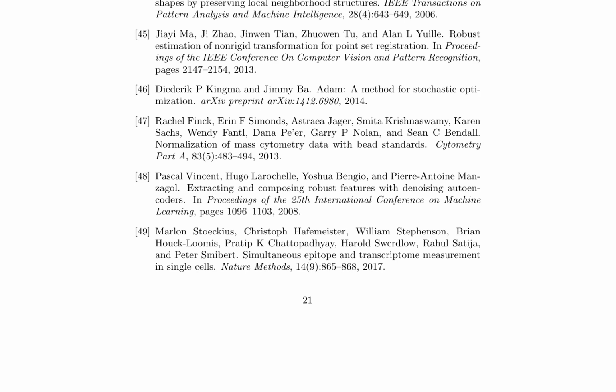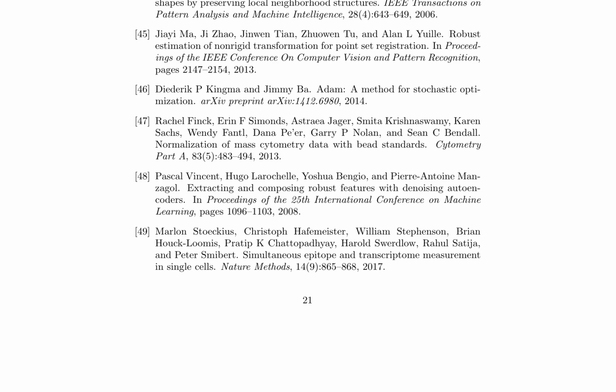Duchenne et al. [42] present a tensor-based algorithm for high-order graph matching. Zhou and de la Torre [43] propose factorized graph matching, and Zheng and Doermann [44] develop a robust point matching algorithm for non-rigid shapes by preserving local neighborhood structures. Ma et al. [45] introduce a robust estimation method for non-rigid transformation for point set registration.